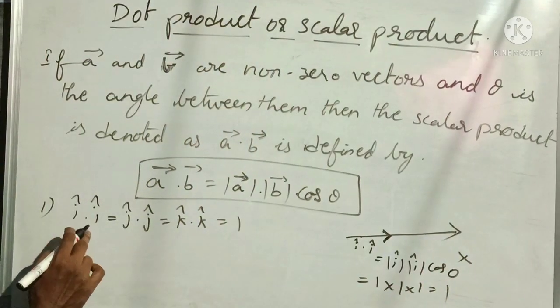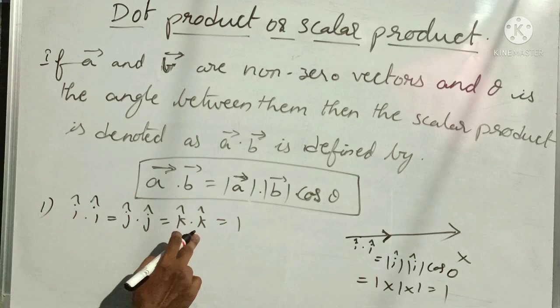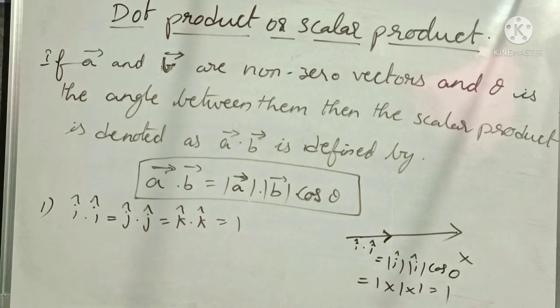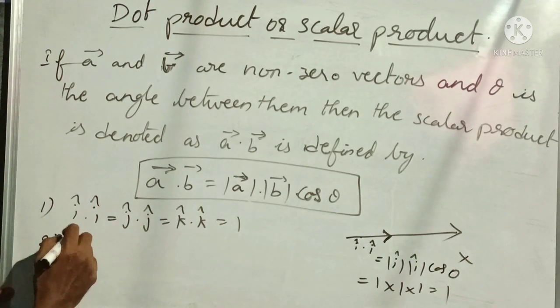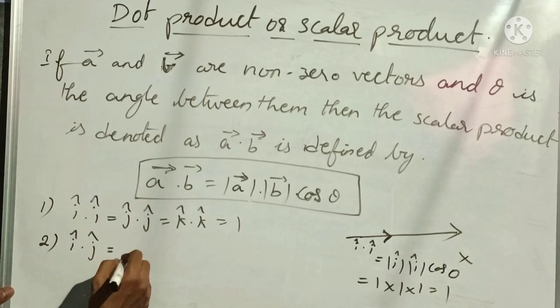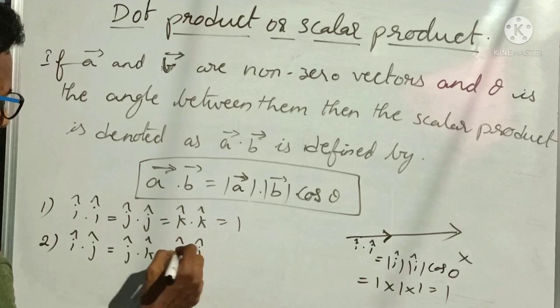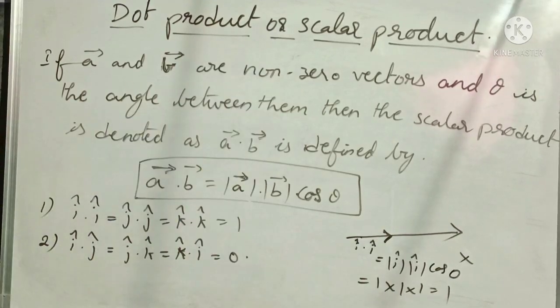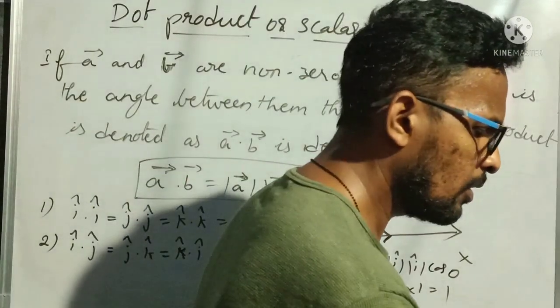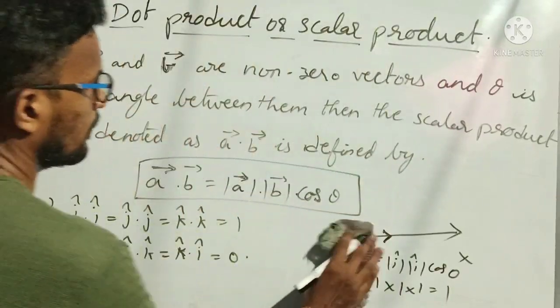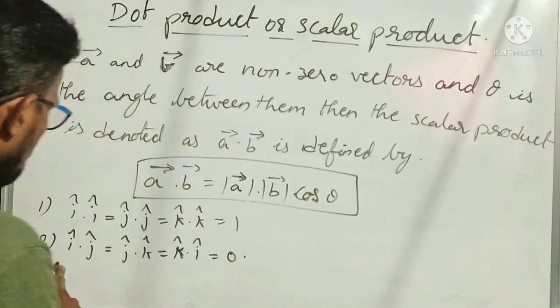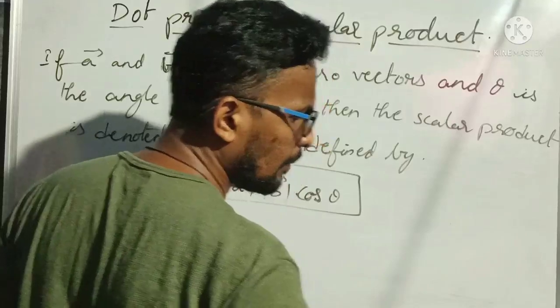That's why i cap dot i cap is equal to j cap dot j cap is equal to k cap dot k cap is equal to 1. Next, second point, very important: i cap dot j cap is equal to j cap dot k cap is equal to k cap dot i cap. These are all equal to 0. So now understand this point first. I will explain only i cap dot j cap; in the same way you can understand the remaining also.